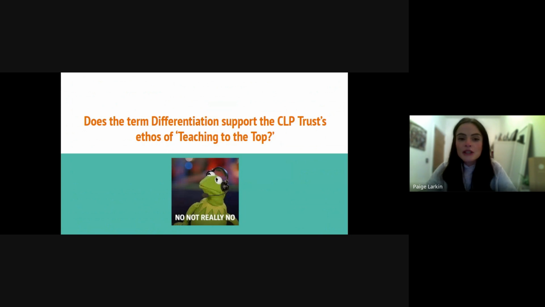So my question is this: does the term differentiation support the CLP's trust ethos of teaching to the top? With everything that I've just said there, and with everything you guys have probably spoken about with your definitions of those two terms, does the term differentiation, it's a big part of our ACE framework, it's the D in our ACE framework, and I know lots of other schools have slightly different terms, or they might have used a slightly different acronym, but that word differentiation sits as a real key part of our ACE framework. So does it support our ethos of teaching to the top?